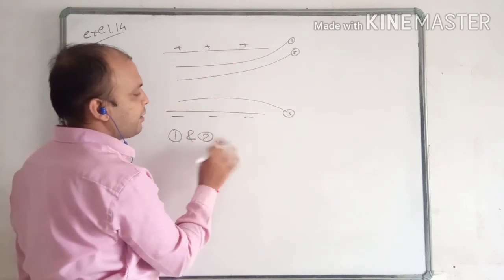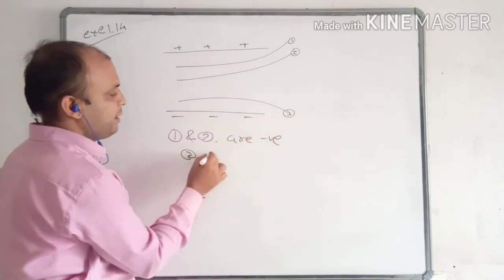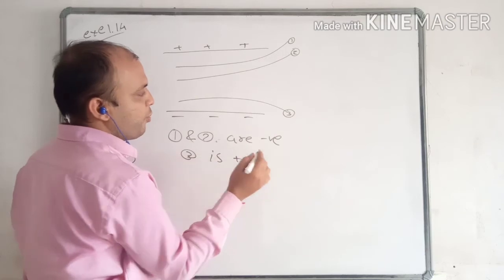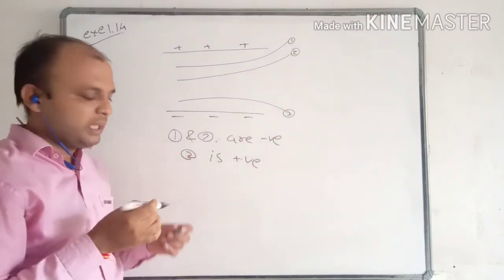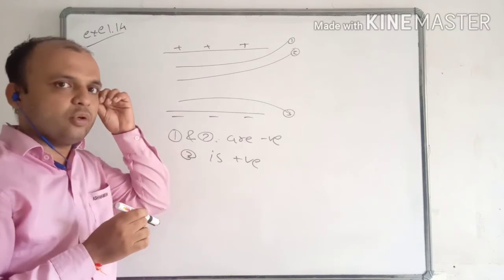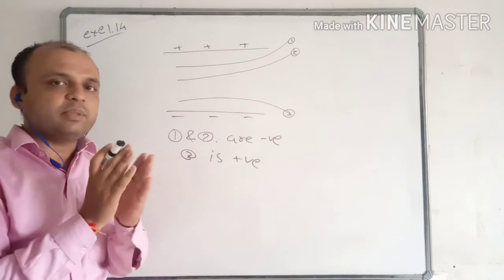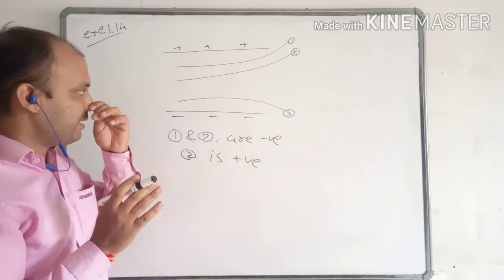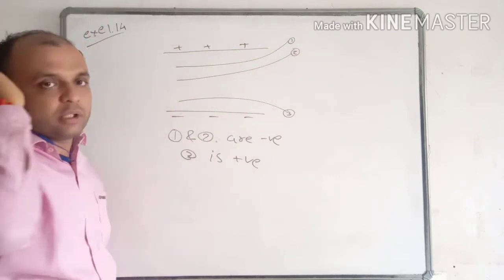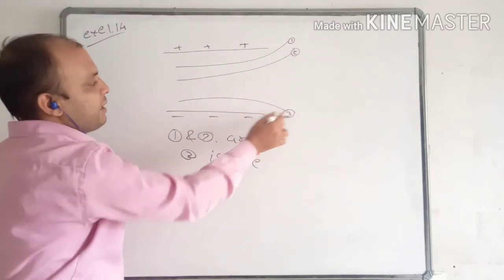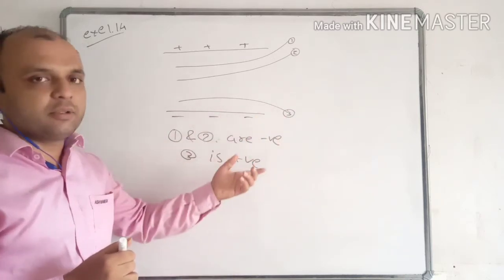So 1 and 2 are negative, and 3 is positive. Obviously 3 is attracted by the negative side. In the initial lecture I told you that only opposite charges attract. Since 1 and 2 are attracted towards positive, they are negative. 3 is attracted towards the negative side, so 3 will be positive.